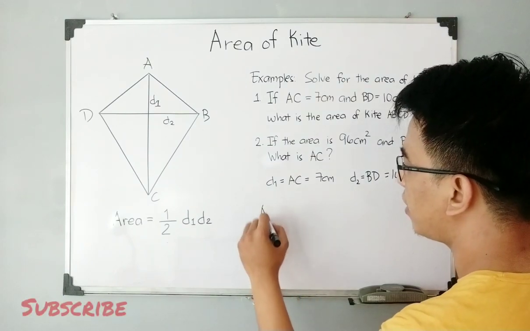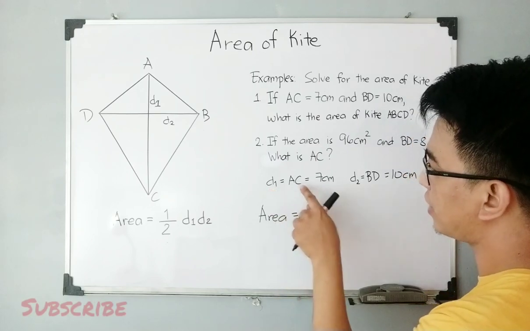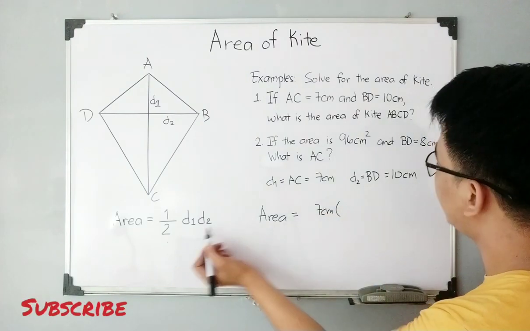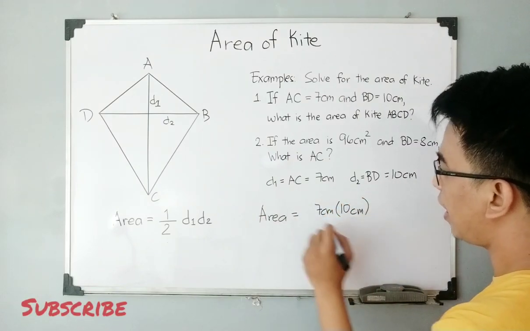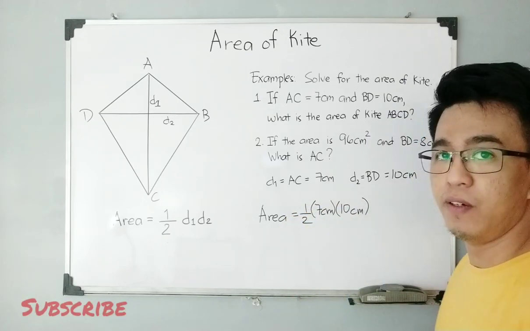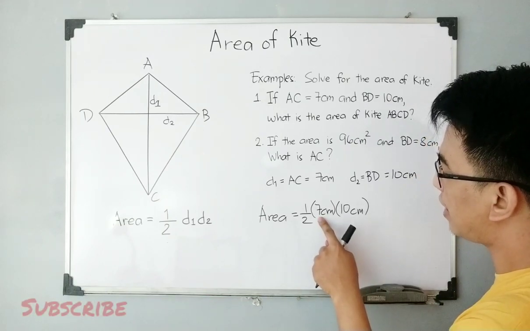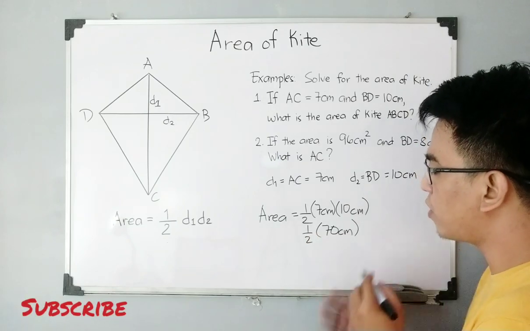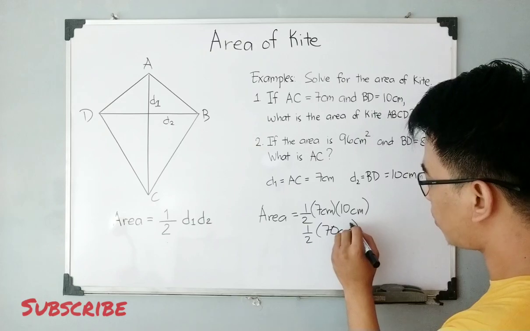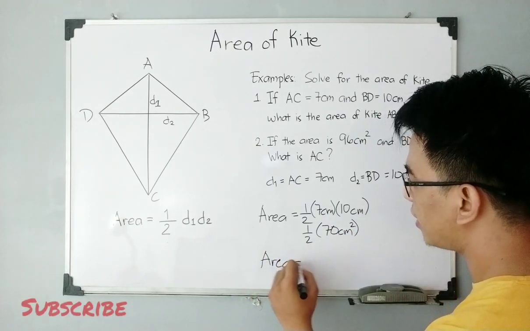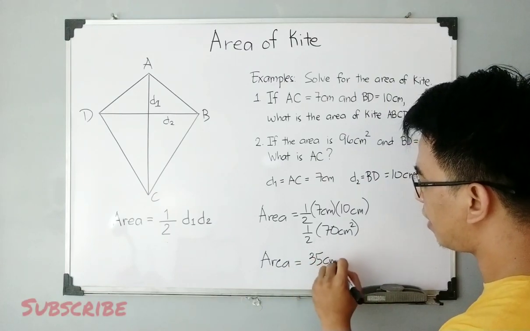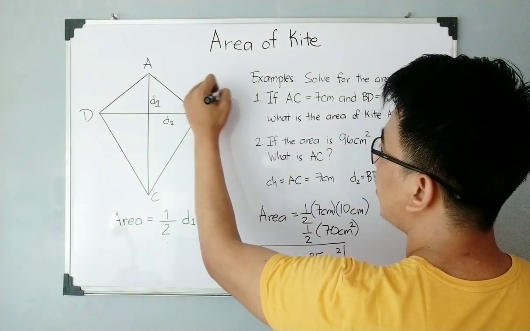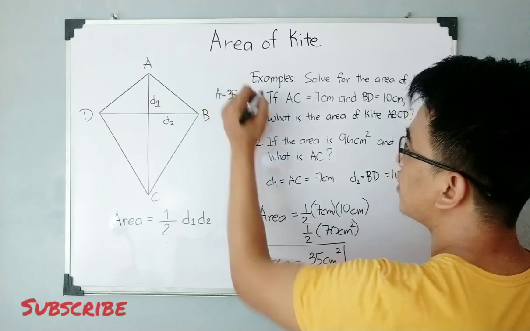So we can have here, area is equal to your D sub 1, which is AC, 7 centimeters, times your second diagonal, which is BD, that measures 10 centimeters, and then multiply their product by 1 half. Given this formula, multiplying 7 centimeters times 10 centimeters, that is 70 centimeters times 1 half. Or in other words, what is the half of 70 centimeters? Meaning, this is squared. The area of the kite is equal to 35 centimeters squared. This is the answer for item number 1. Ayun yung value niya.